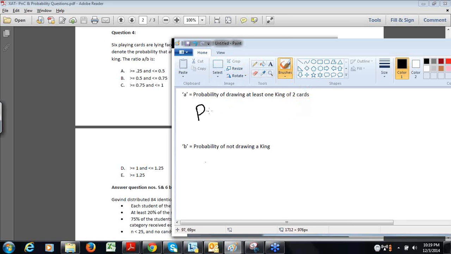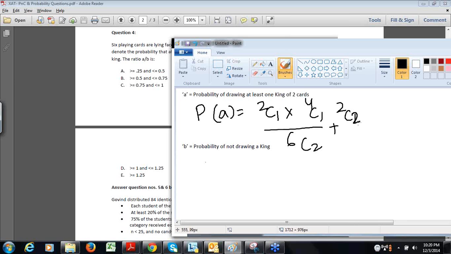So here probability will be what? Probability of A will be what? Probability of at least one king into the other one will be out of this 6C2, plus both of them are king, 2C2 upon 6C2.